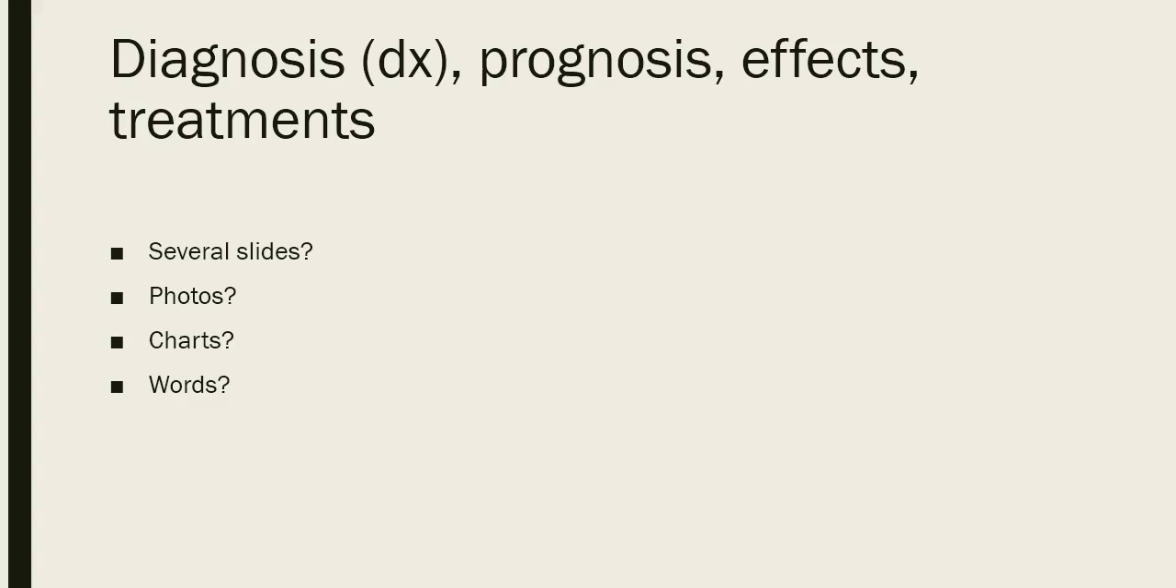The next part of your paper is called Diagnosis, Prognosis, Effects, and Treatments. So this could be a couple slides. Maybe you have photos or charts or words. For diagnosis, you might show us what the testing equipment looks like. For effects, you might have photographs or diagrams of different body systems. For treatments, you might have different photographs. It's up to you, but the slides are there to help us understand what you are saying. So whatever it is you choose to put on the slides for this section, make sure it helps make your point about what you're telling us.